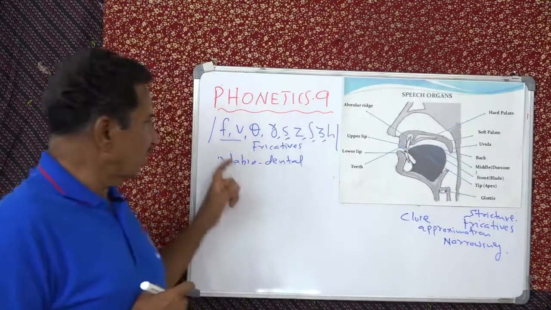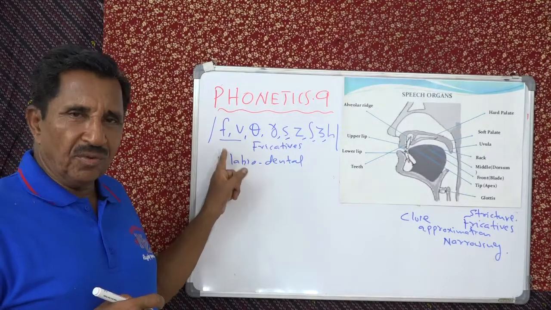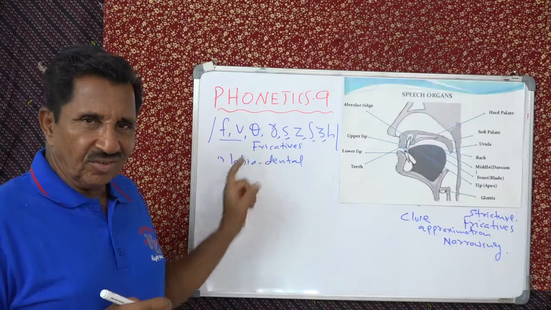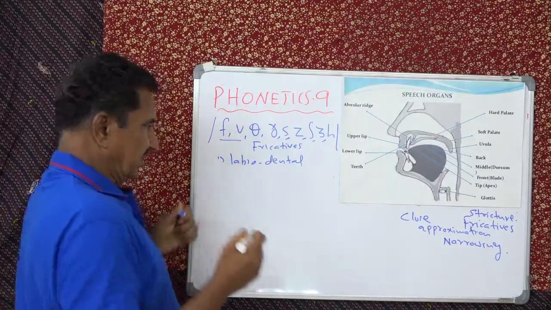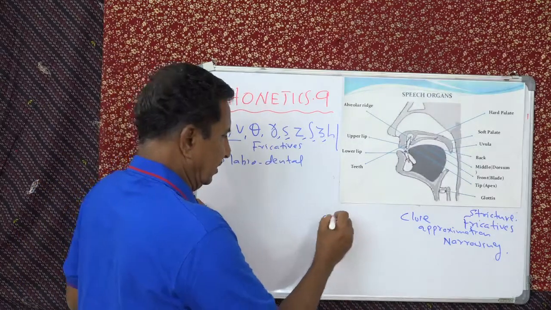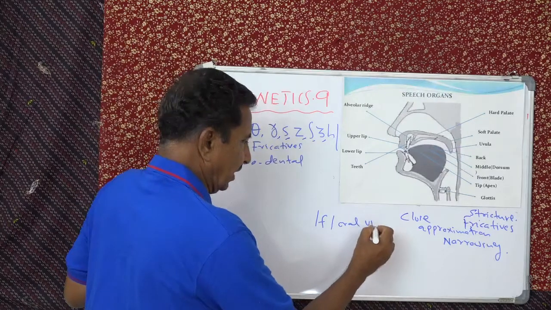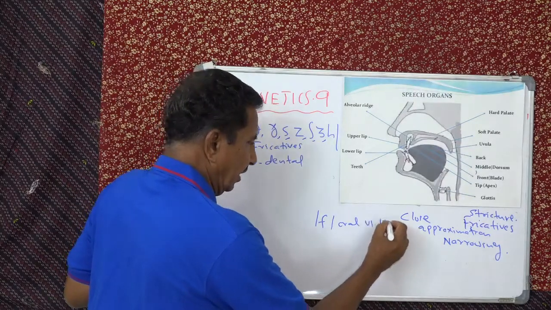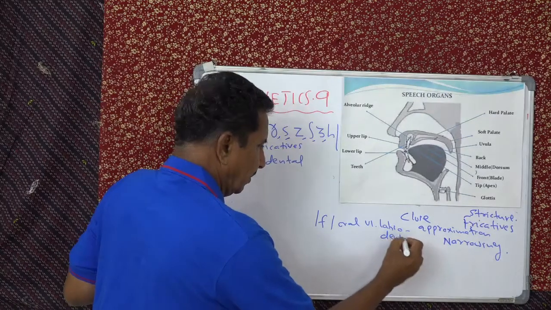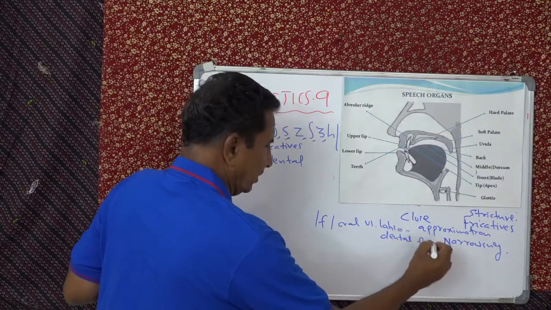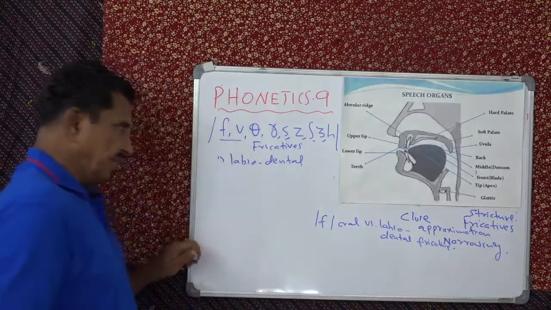So lower lip and upper teeth, you can see. And of this you can see, first one is voiceless and second one is voiced. And both are oral sounds. So you get a full description. What will you say? Say, f, you can say like this, f is, what is it? Oral, voiceless, labiodental, fricative. Fricative is common for every sound.